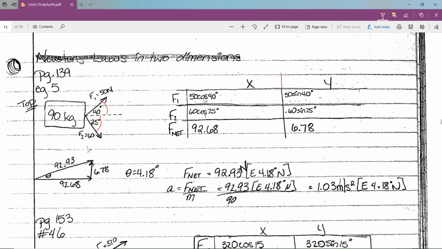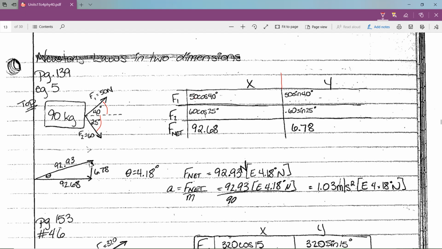So my net force, I'll take F1 plus F2 for my x direction, and I'll get 92.68. F1x plus F2x. And some students, by the way, like to solve the number for 50 cos 40 and write that, then 60 cos 25, write those numbers and then add them together. Others don't. It doesn't matter to me, whatever works for you. The y direction, 50 sine 40 degrees plus negative 60 sine 25 degrees, so that is 6.78. So my x direction, I go 92.68 to the right and 6.78 going up.